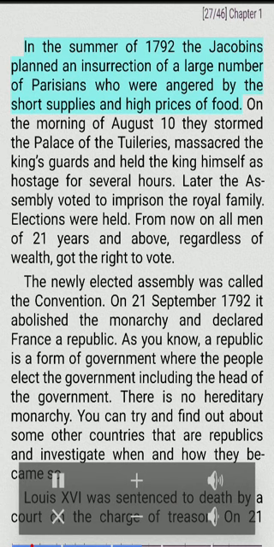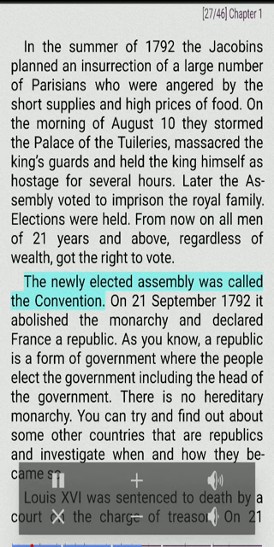In the summer of 1792, the Jacobins planned an insurrection of a large number of Parisians who were angered by the short supplies and high prices of food. On the morning of August 10, they stormed the palace of the Tuileries, massacred the king's guards and held the king himself as hostage for several hours. Later the assembly voted to imprison the royal family.